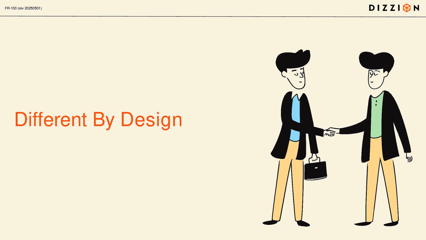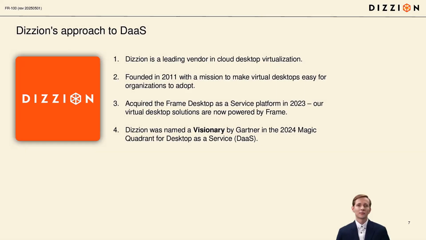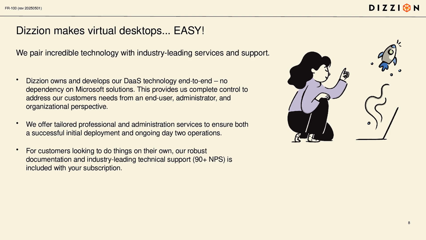Now that you know a little more about DaaS, let's talk about Dizzion and why we are different by design. Founded in 2011, Dizzion established itself as a leading cloud desktop virtualization provider with a goal to make VDI easy for organizations to adopt and use. In 2023, Dizzion acquired a proprietary software platform called Frame to build our next-generation DaaS platform. In 2024, Dizzion was named a visionary by Gartner in the Magic Quadrant for Desktop as a Service.